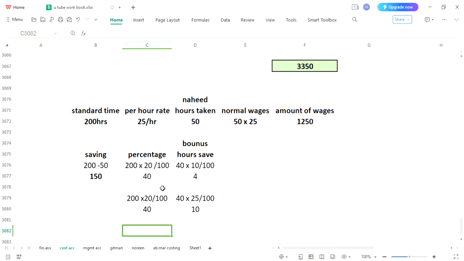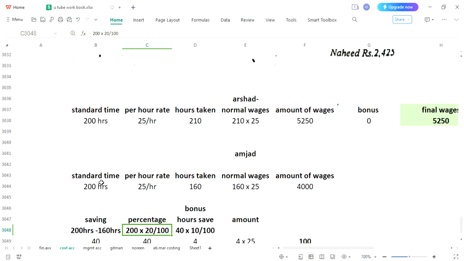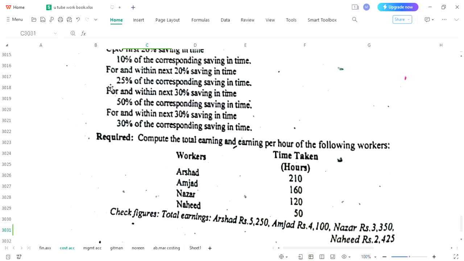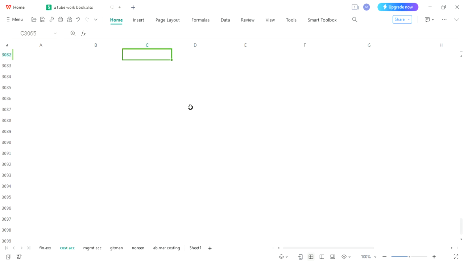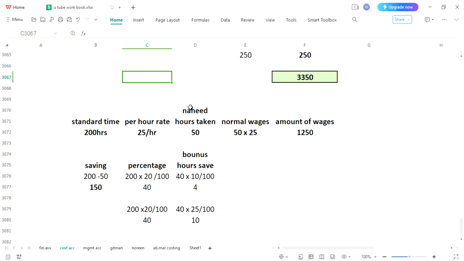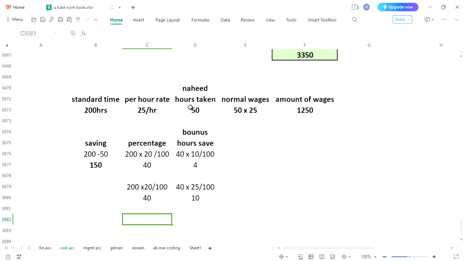Should we go for the next step? Total hours saved are 150 and bonus is given for 40 hours and 40 hours, total 80 hours. So yes, we will go further for the third step. This was your first step. Look here, first 20%, next 20%, third step is 30%. So here we will go for a further 30%.